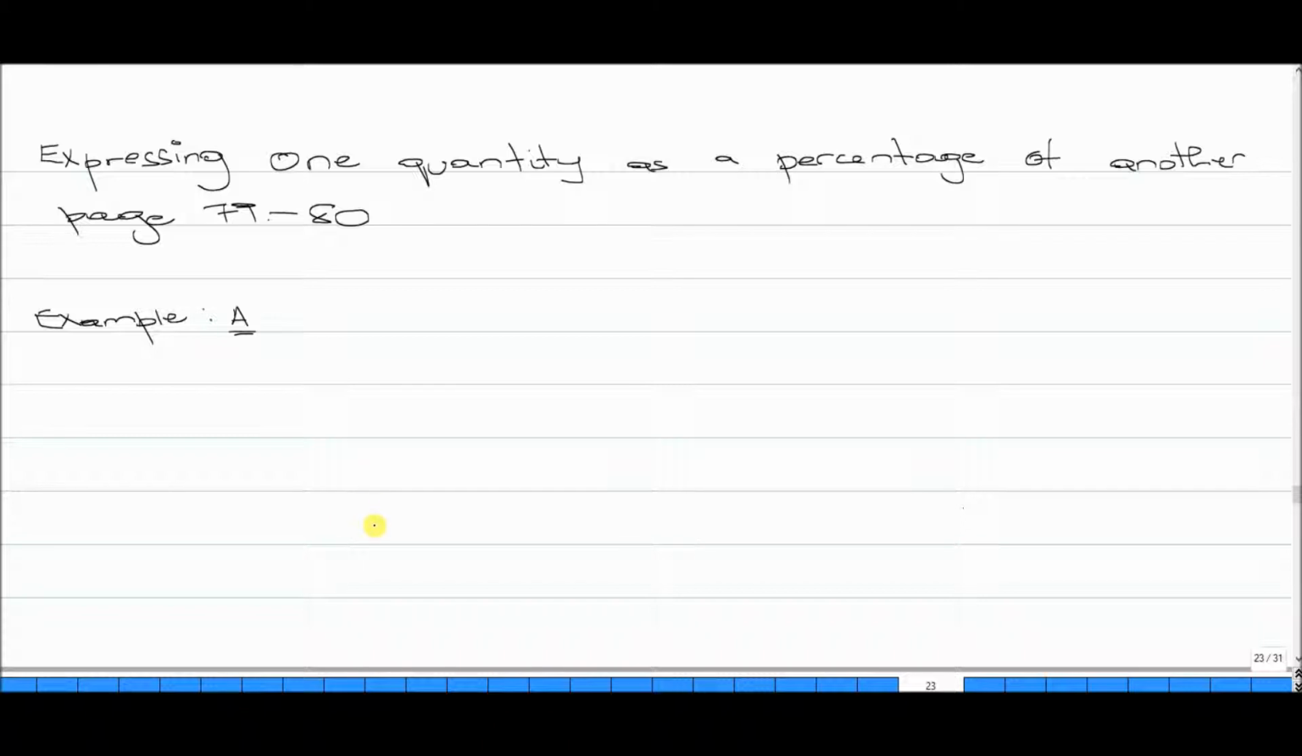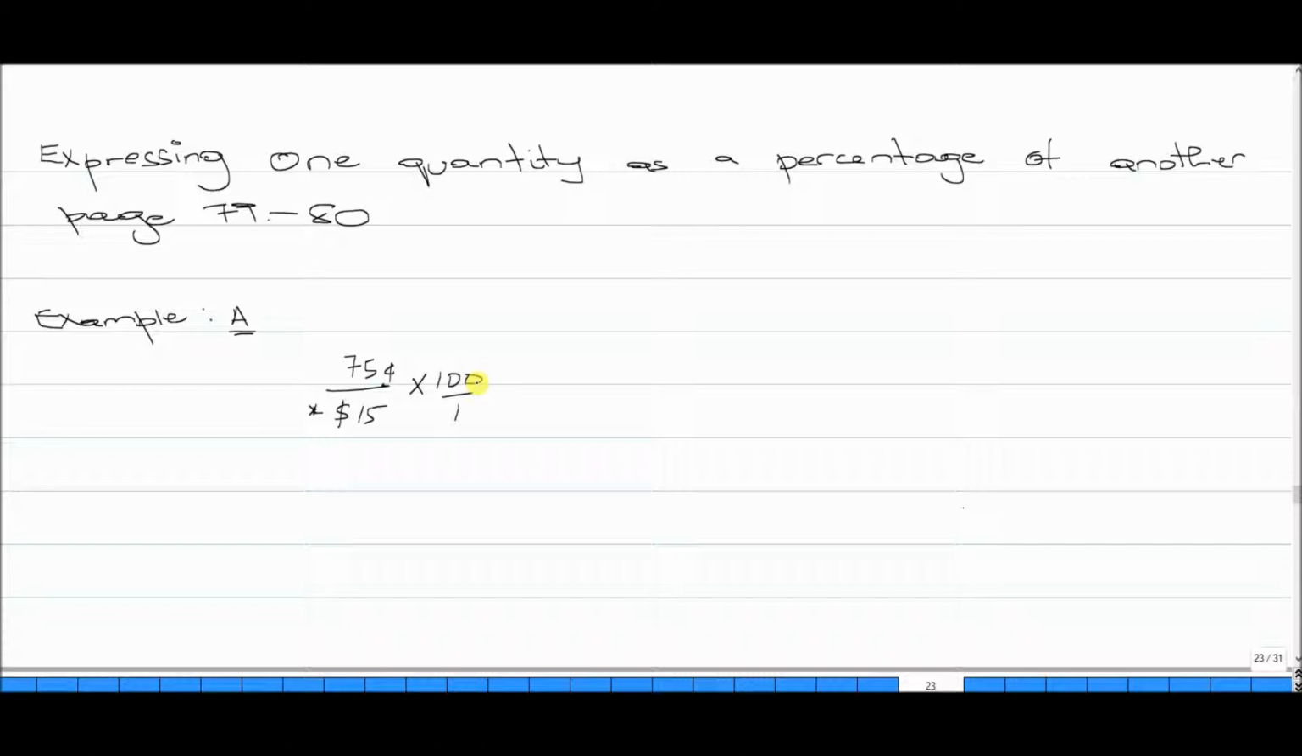We're looking at example A. What percentage of $15 is 75 cents? So the 15 comes after "of", so that will be our denominator. So we would have $15. Pay attention to this part of it. Our 75 cents comes after "is", so it's our numerator. And to complete the problem, we would multiply by 100 over 1.